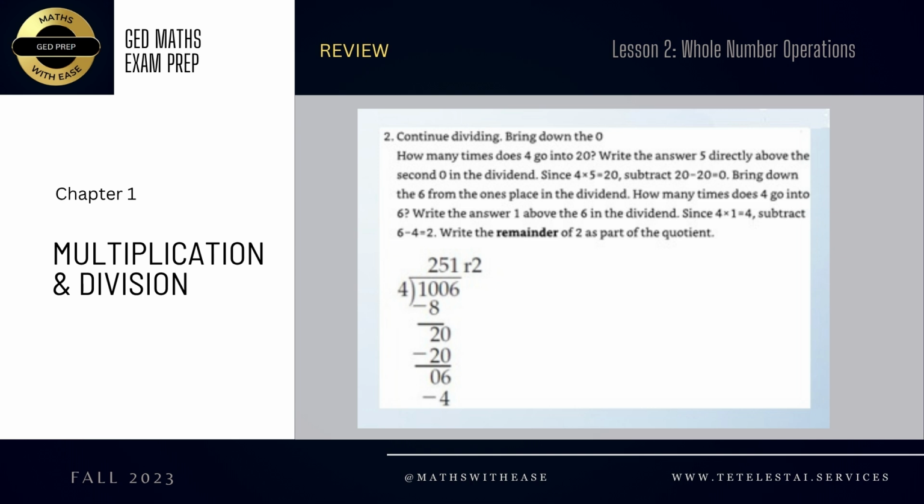Write down your 0. Bring down the 6. 4 goes into 6 1 time. 4 times 1 is 4. Subtract 4 from 6, and your remainder is 2. And so your answer is 251 with the remainder of 2.